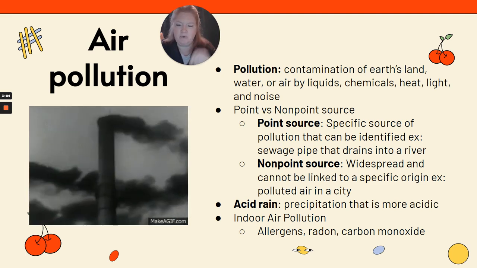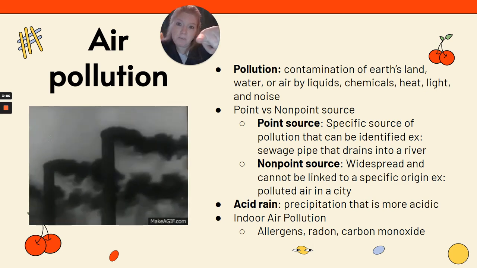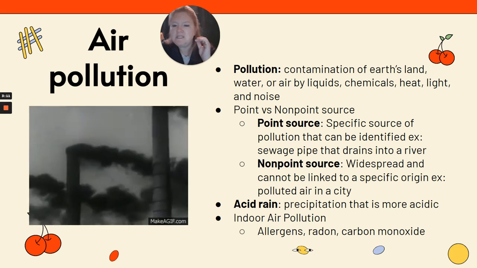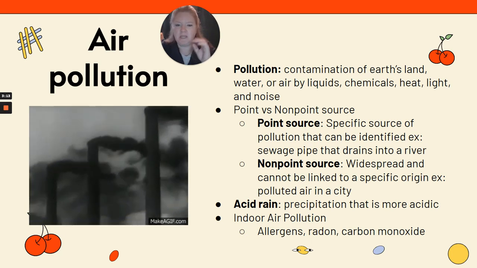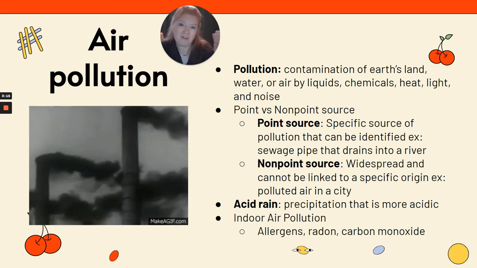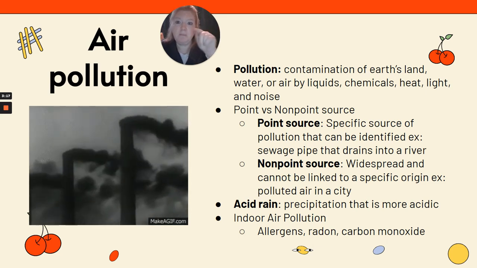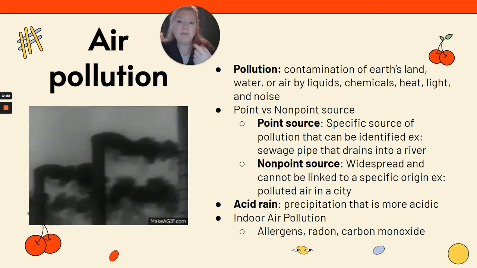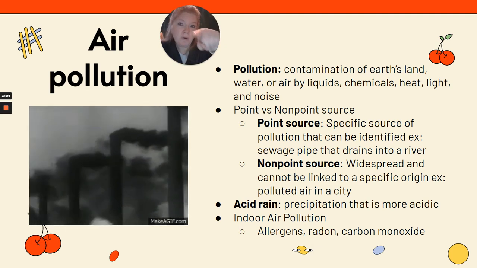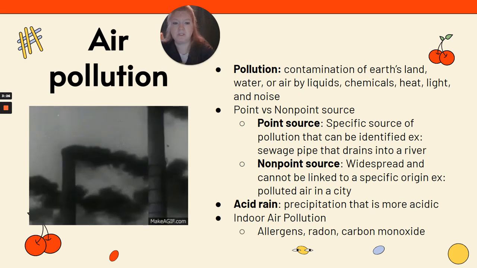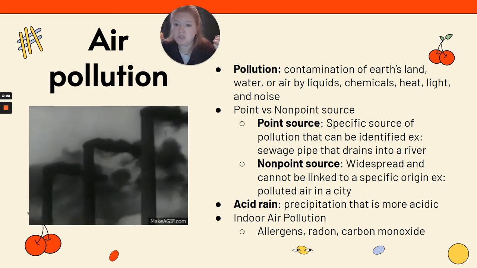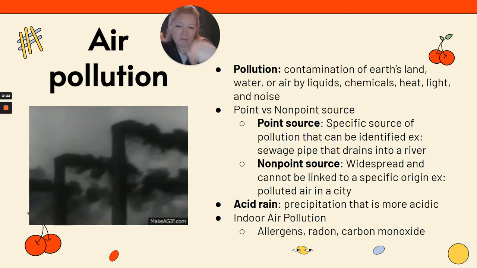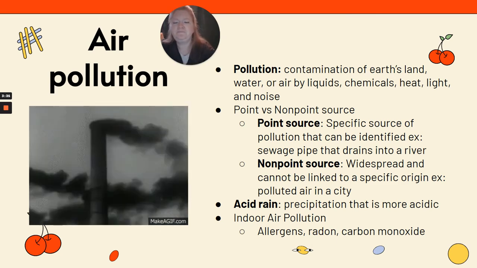For pollution, we have 2 main categories: point and non-point. Point is like, literally I can point at you. You are the problem. Point source is when the specific source of the pollution can be identified. For example, a factory dumping waste into the river, you can point and say, you factory, you are the problem. It could be a person littering. You are the point source. A sewage pipe drains into a river, point at this, you sewage pipe, you are creating the pollution.